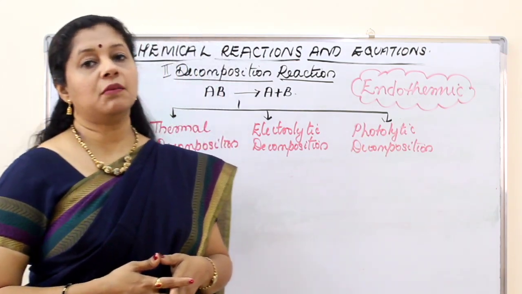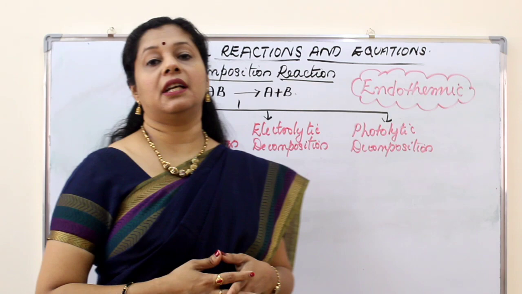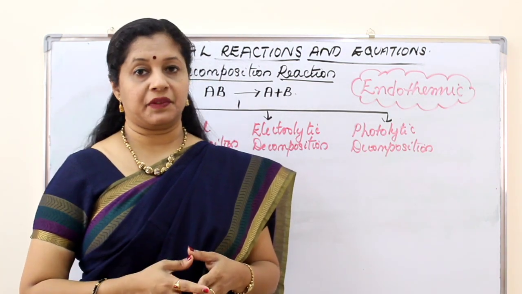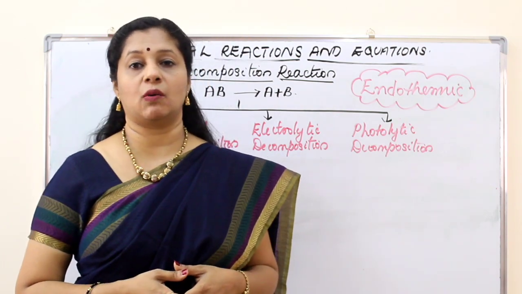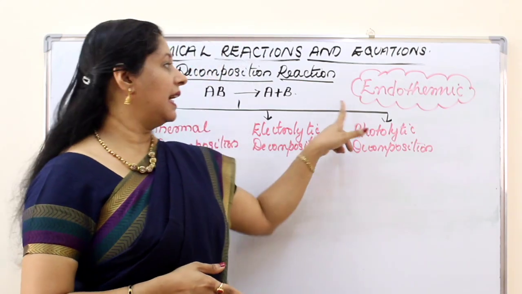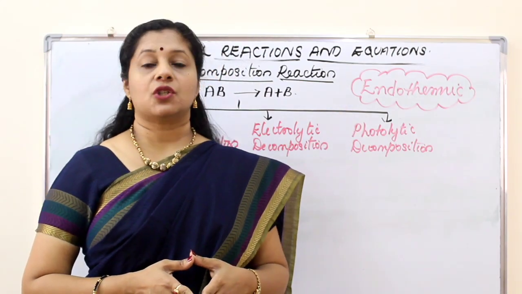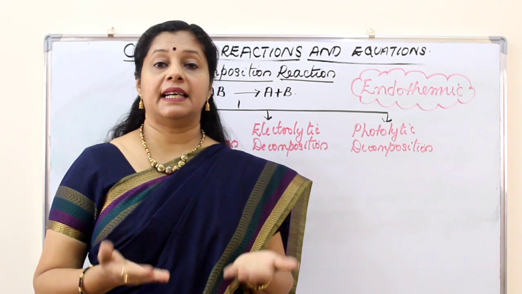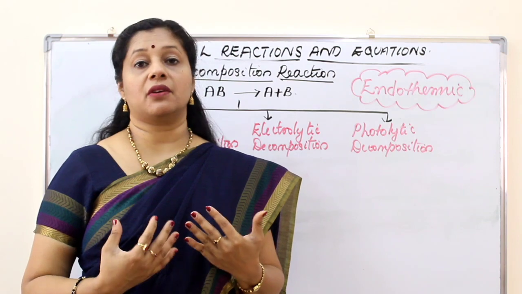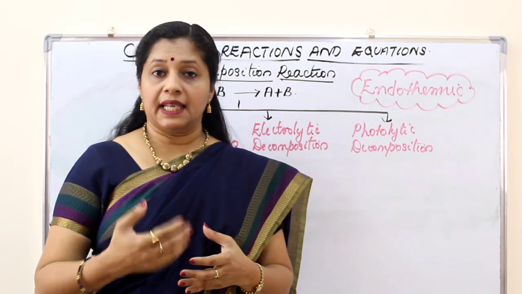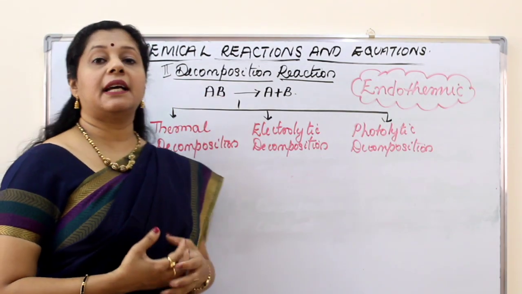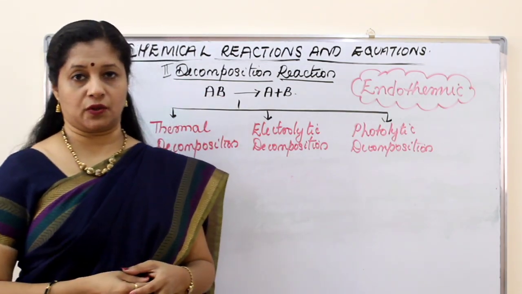Understood? So in decomposition reaction, usually most of the decomposition reactions can happen only in the presence of energy. That means we have to provide energy from outside for the decomposition to happen. What do you call such reactions? Endothermic reactions. So, endothermic means energy is absorbed for the process of the reaction. So, we can give this energy in different forms. Depending on that, different types of decomposition reactions are also there.